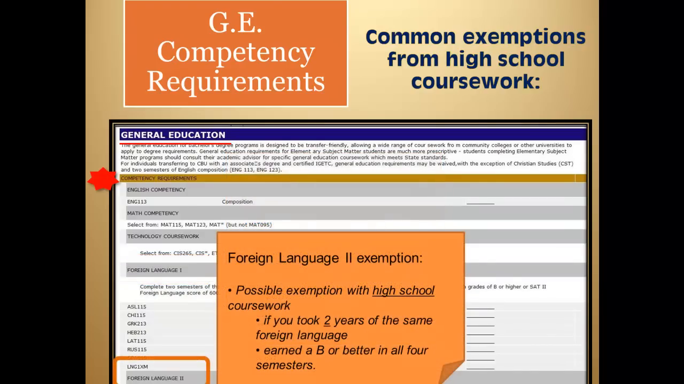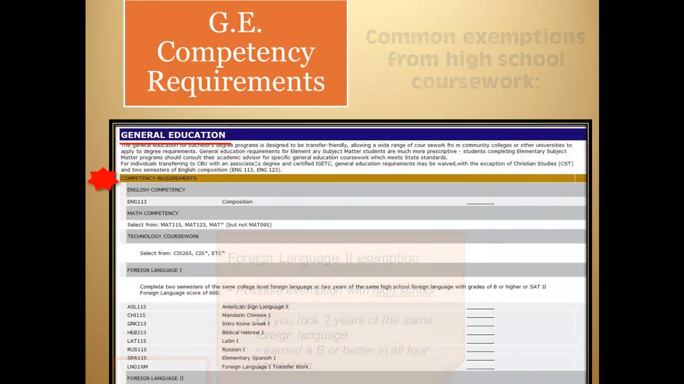And a student who completes 2 years or 4 semesters of the same foreign language with a B or better will be exempted from both required semesters of foreign language. OPS students are not required to send high school transcripts, so if you think you have met any of these exemptions, request your official high school transcripts to be sent to CBU.